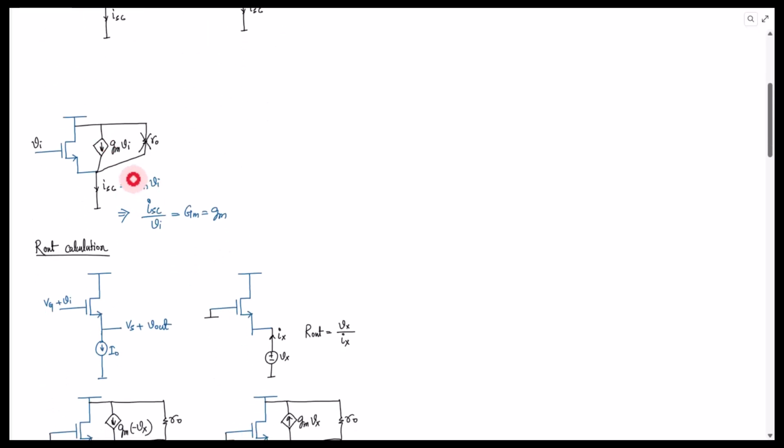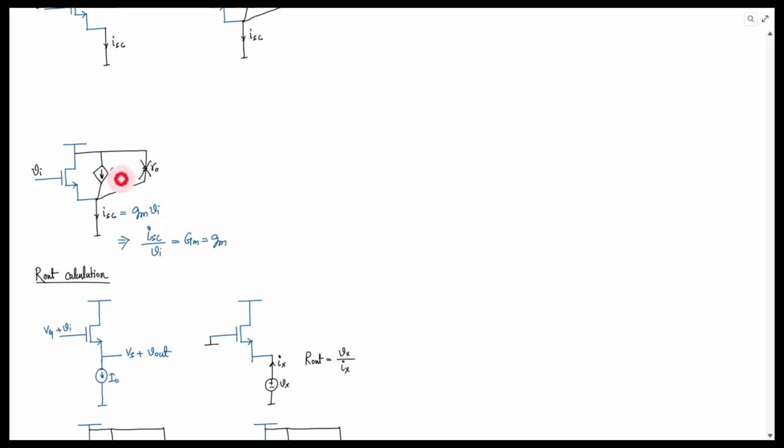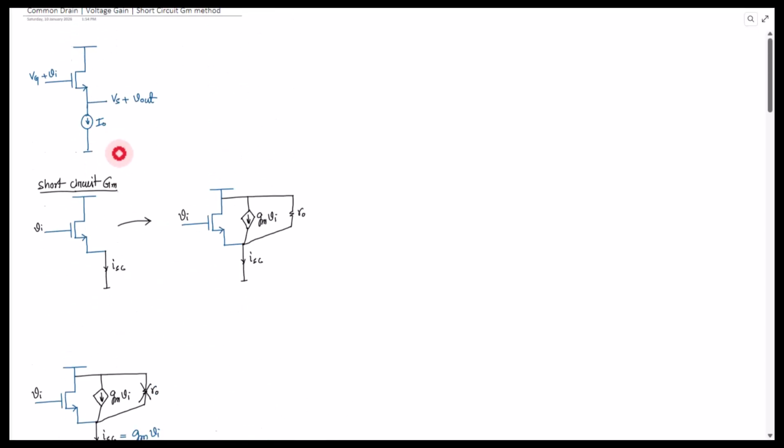So we can directly see that Vgs is basically Vi in small signal. So we can calculate that the short circuit current is basically gm times Vi. Correct. And so this capital Gm, the short circuit transconductance, is the same as that transistor gm. And note that this gm actually depends on the current I0.